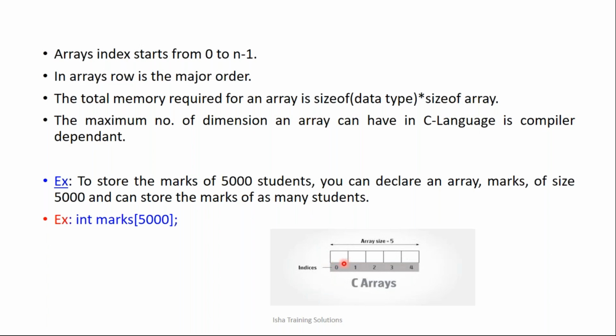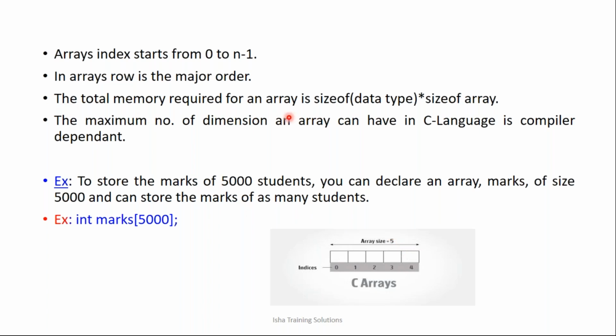Here we call this type of array a single dimensional array. Single dimensional arrays are simply the arrays having only one row. We will see what exactly that means in the coming slides so that you can understand clearly.